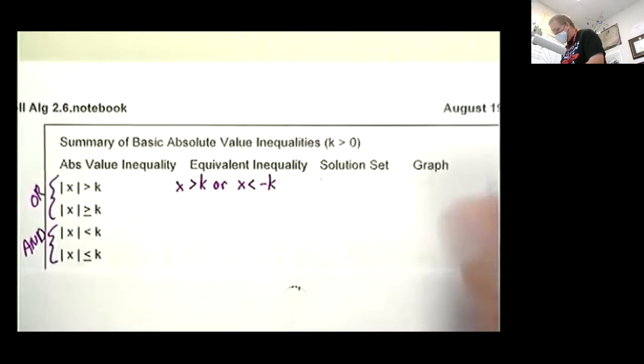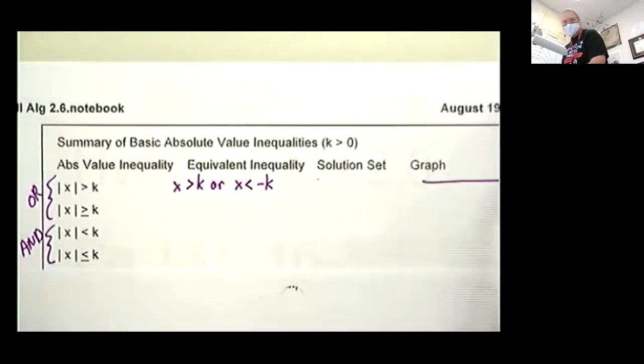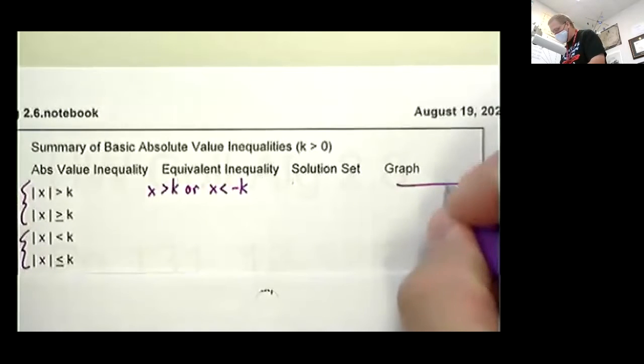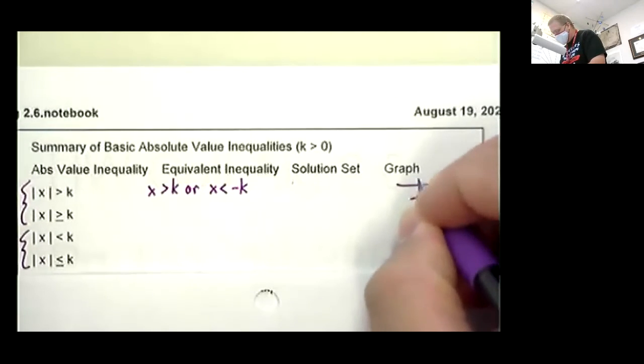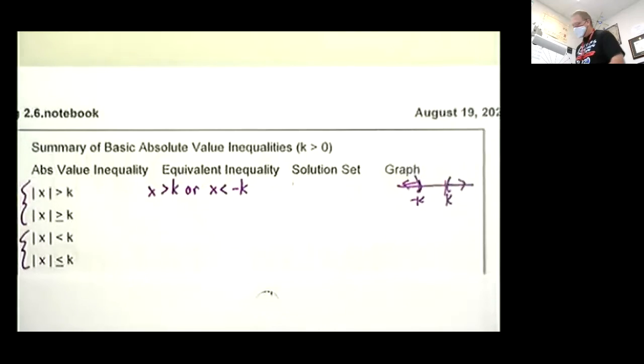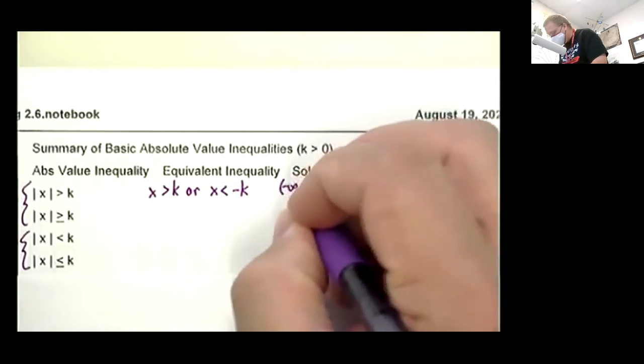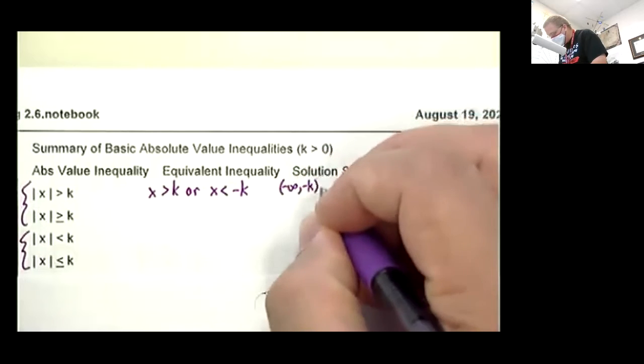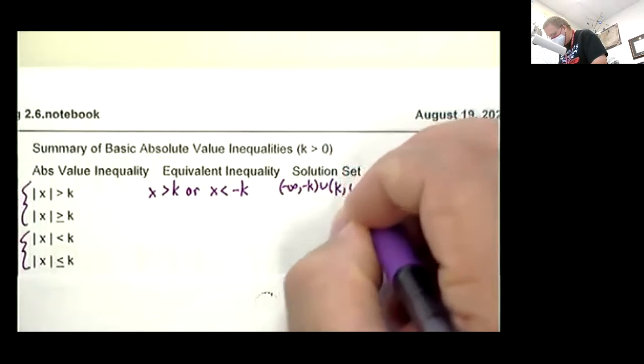If we think about the graph, we would have a graph that starts at k and goes to the right. We have a graph at negative k that goes to the left. And so the solution set is going to be the union of the set negative infinity to negative k, union k to infinity.